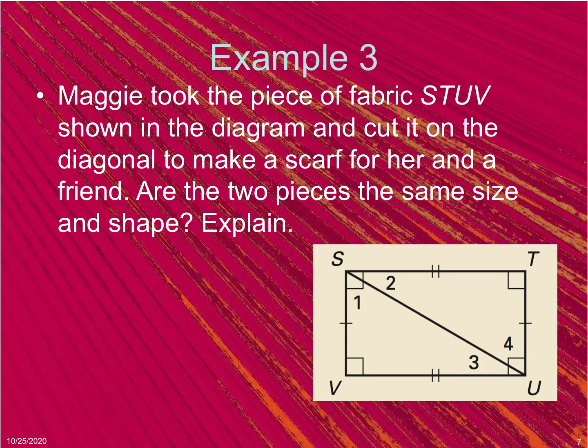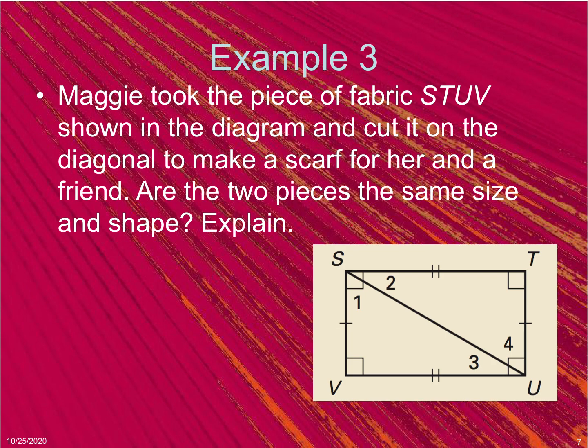Okay. Looking at this example, it says Maggie took the piece of fabric STUV shown in the diagram and cut it on the diagram to make a scarf for her and a friend. Are the two pieces the same size and same shape? What do I have to find for triangles to be the same size, same shape? I have to find 3 corresponding sides and 3 corresponding angles.